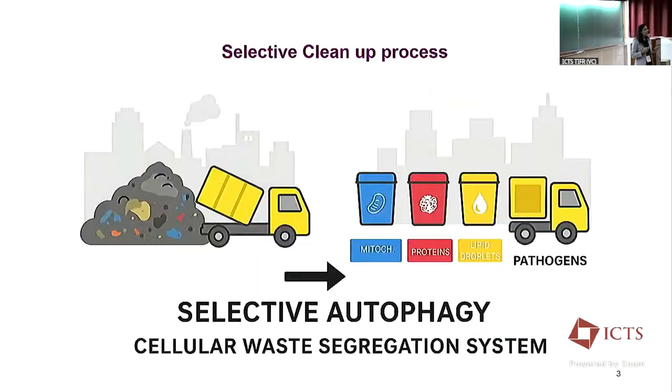So when we have garbage trucks accumulating all sorts of junk, it will be beneficial if we have certain recyclable, certain non-recyclable, right? Similarly, here in our cells, we need to segregate them into different categories, depending upon what type of cargo we need to degrade. So is it mitochondria, proteins, lipid droplets? What kind of cargo we need to degrade? That's called selective autophagy.